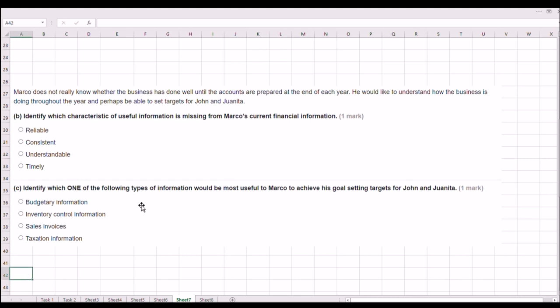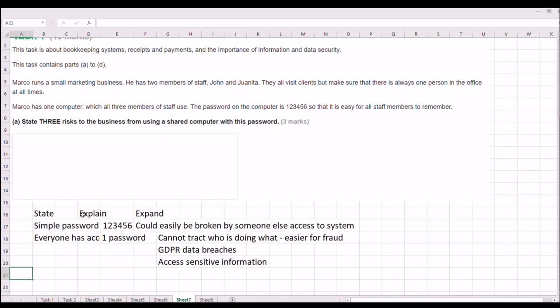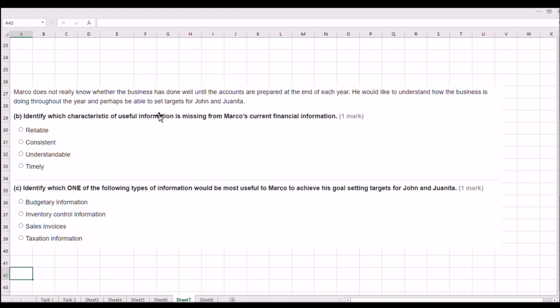Identify which of the following types of information will be most useful to Marco to achieve his goal of setting targets for John and Juanita. Okay, so what we said is we're going to set targets. This one's a question I think you just have to roll with it. It's one of those where you're trying to pick out answers, so let's cancel off things that aren't targets for John. Let's go back to the opening bit here.